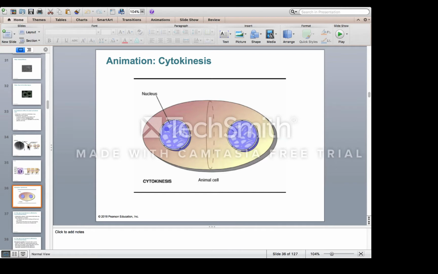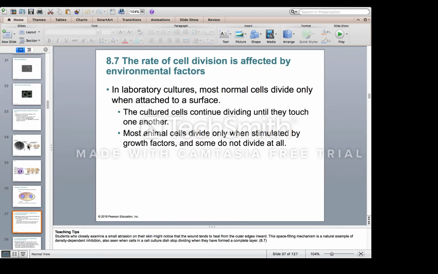So if we keep taking a look at cytokinesis, we saw this video earlier in class. Let's go into where we stopped off today for lecture. So really what you're looking at is in the lab, when you observe cells, cells essentially attach to the surface. For example, a petri dish. When you culture them, what happens is they continue to divide until they touch one another. Normally, they'll create a sheet of cells.